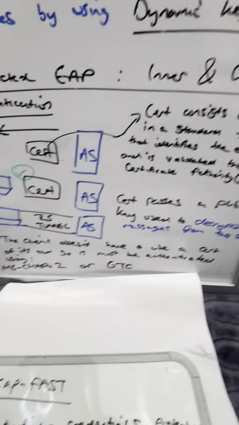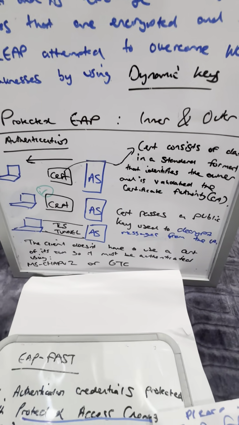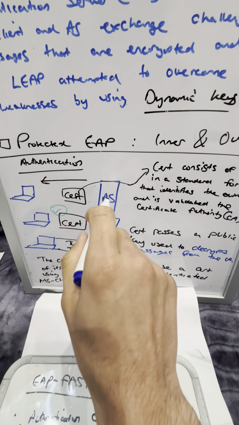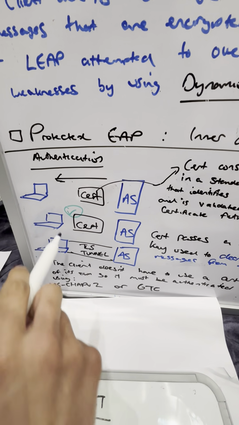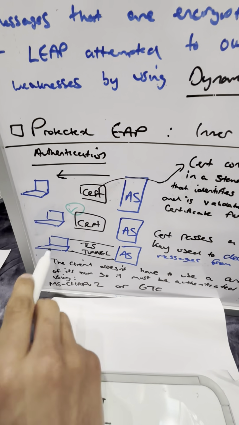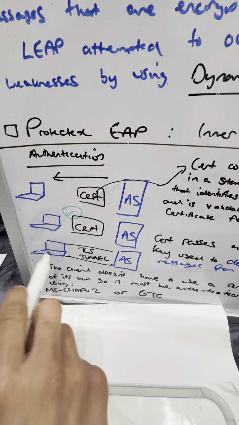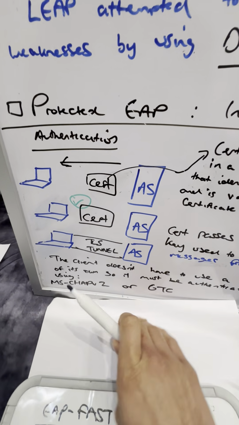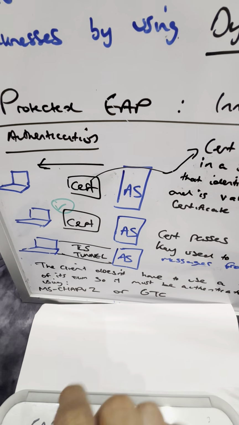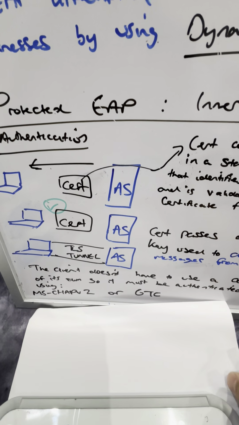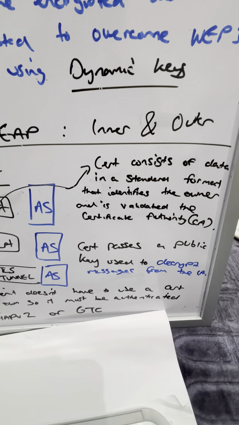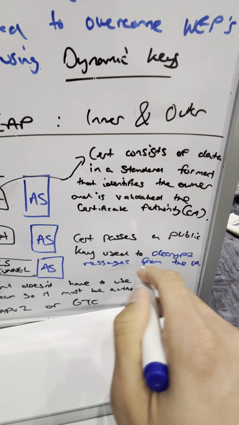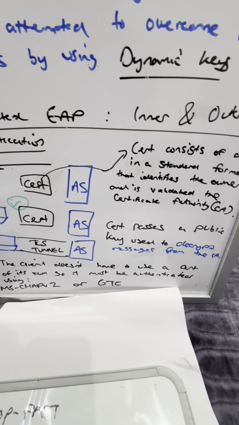Let's look at PEAP. With PEAP, we also have inner and outer authentication. You have the AS here, and that uses a certificate. Once that certificate is passed to the client, if it approves of it, a TLS tunnel is established. The client doesn't use a certificate at all here, but it has to use MS-CHAP version 2 or GTC. It has to use one of these. The certificate passes a public key used to decrypt messages from the certificate authority, the CA.